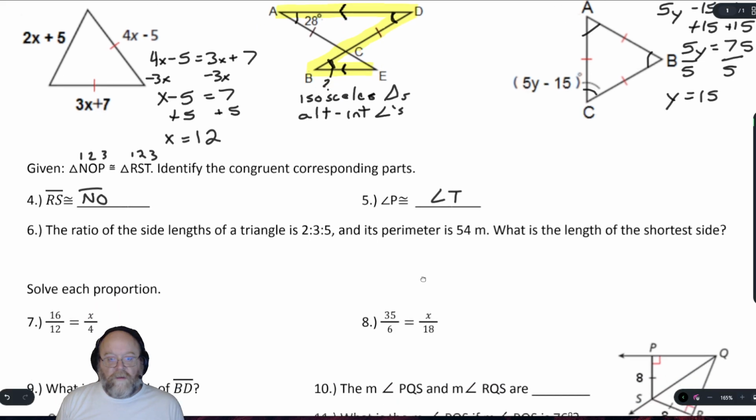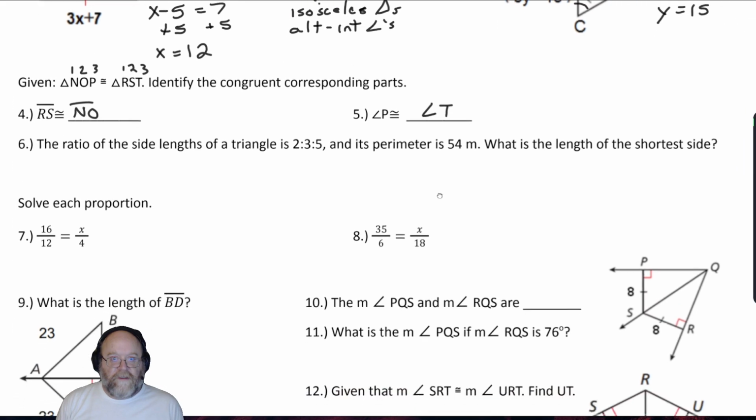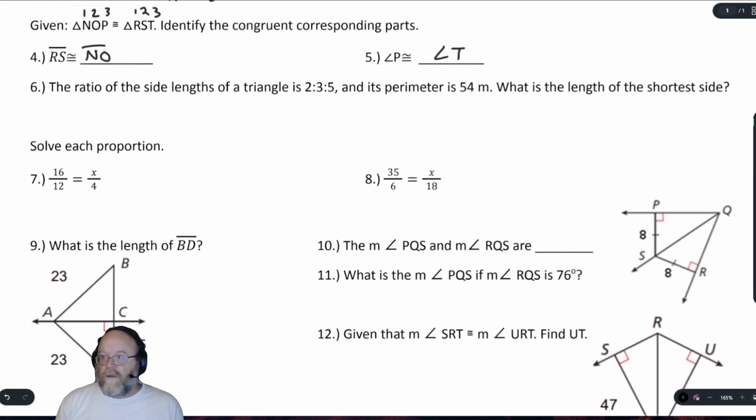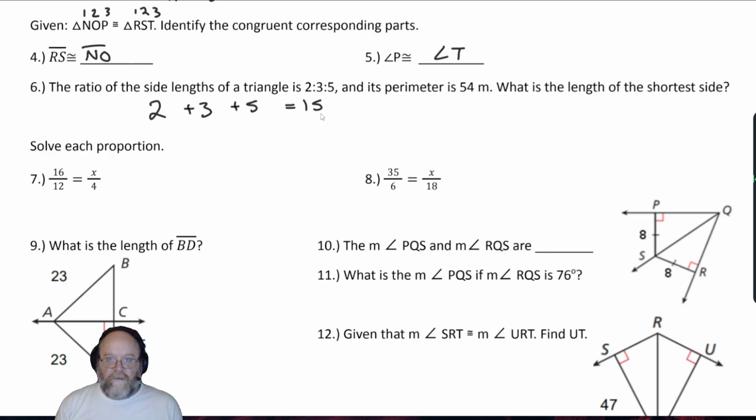Okay, let's scroll down a bit. Number 6. Okay, set up the ratio of the side lengths of the triangle. 2 to 3 to 5. And they give me a perimeter. So here you need to know what perimeter is. You add up all the lengths of the sides. Okay, that means 2 plus 3 plus 5 is equal to 15. Except this isn't 15, this is 10, right?